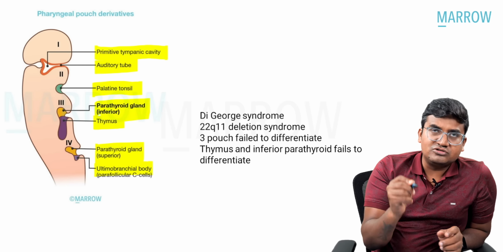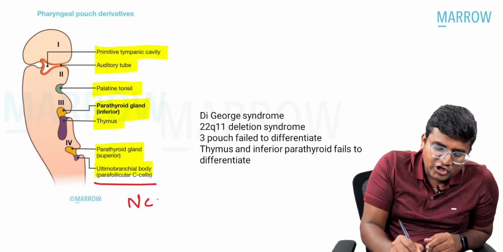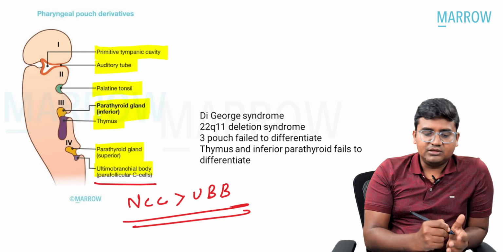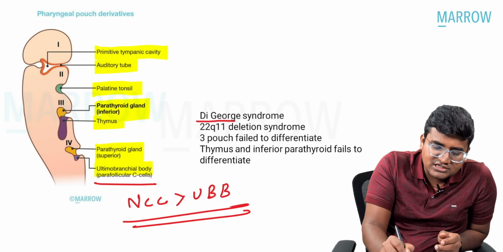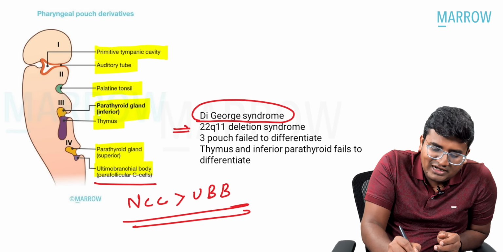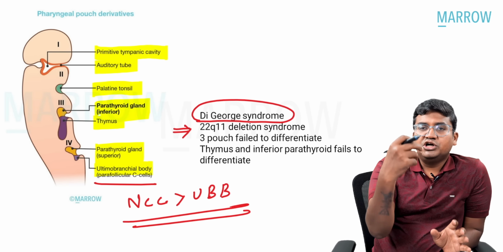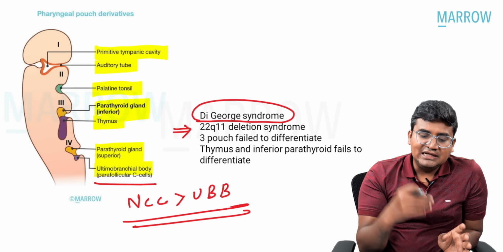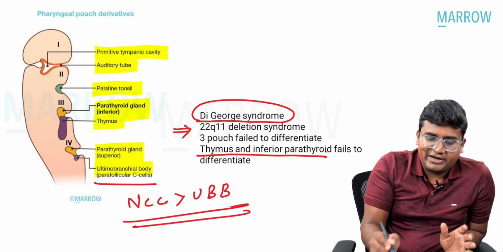Recently, they made a change. In 2016-17, they made a change, and the parafollicular cells are coming from neural crest cells greater than ultimobranchial body. Okay, so now we're going to see one important applied topic, that is DiGeorge syndrome. So DiGeorge syndrome is 22q11 deletion syndrome. Which chromosome is deleted? 22q11 deletion syndrome. Now what will happen because of this deletion? The third pouch fails to differentiate into thymus and inferior parathyroid.